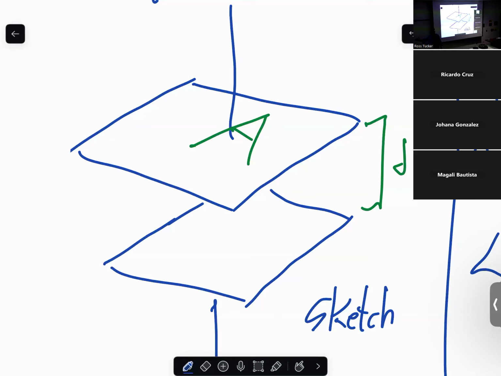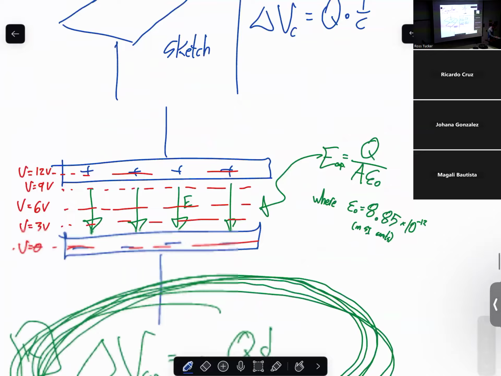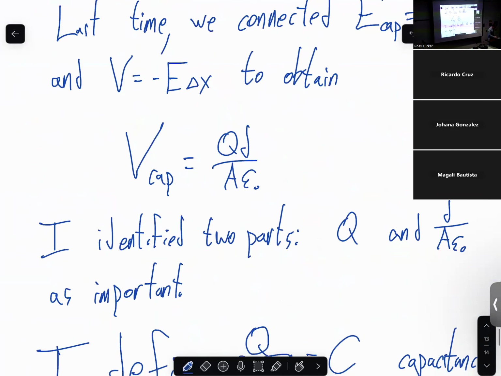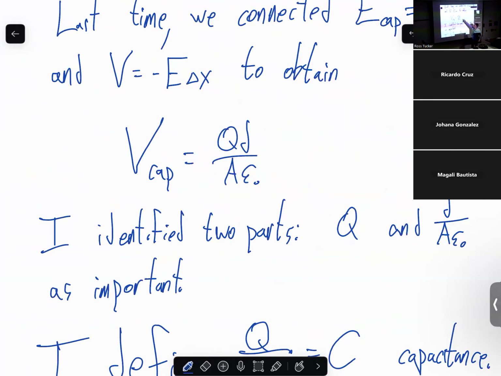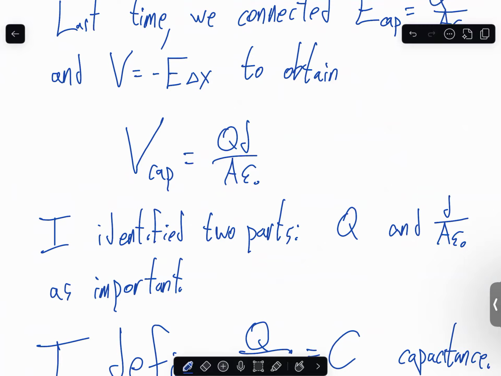The meaning of delta X turning into D, you would be given D or asked to solve for it as the only unknown variable. It's a property of the physical manufacture of the capacitor, just like length and cross-section of a resistor. So we get the voltage across the capacitor is Q times D over A epsilon naught. I'm going to identify the two parts of this: there's the Q part, and there's the rest of it, D over A epsilon naught.